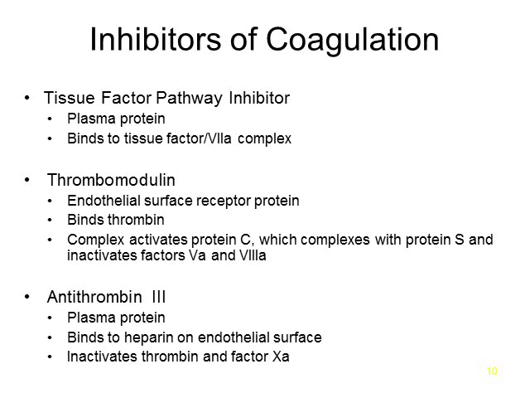The third is antithrombin 3. Similarly to tissue factor pathway inhibitor, this is a plasma protein. In this case, it binds to heparin on the endothelial cell surface and inactivates thrombin and factor 10A.